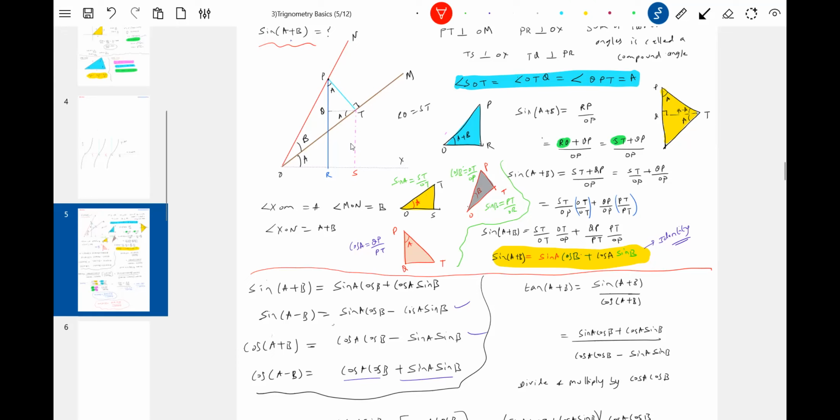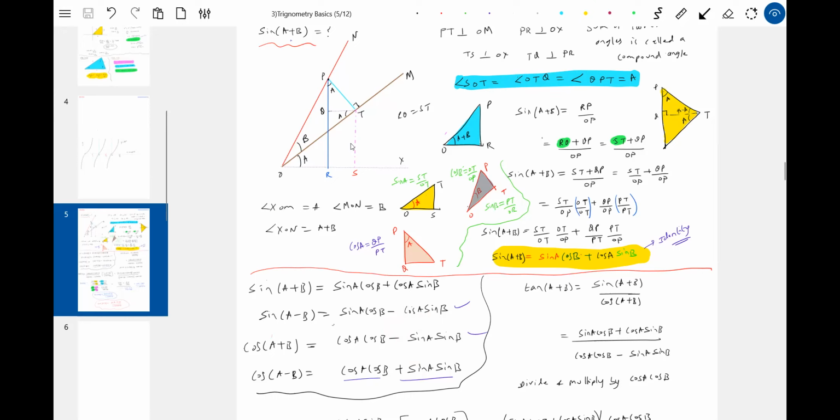So sin of A plus B is sin A cos B plus cos A sin B. Sin of A minus B is sin A cos B minus cos A sin B. Cos of A plus B is cos A cos B minus sin A sin B. Cos of A minus B is cos A cos B plus sin A sin B. These are the identities you have to remember, very important.